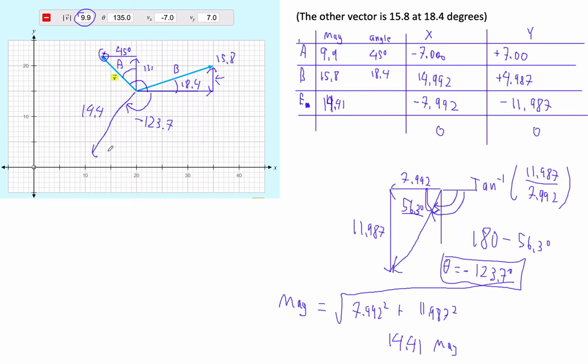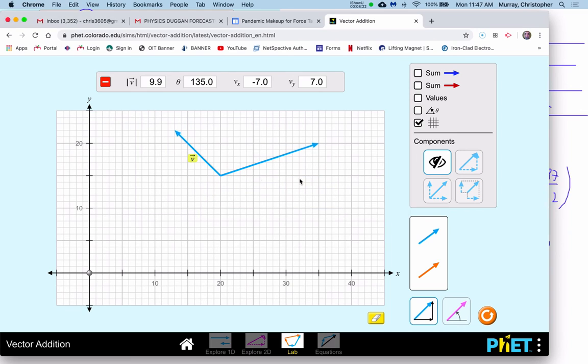Are you guys ready for this? I'm just going to go into it. Let's see if it works. Okay, so we go in here, and I'm going to grab this guy, put it there. I know that I want this to be 14.4 long and negative 123. That's it right there. Look at that. This is 14.4, just like we calculated, and this is negative 123.7, which is exactly what we got.